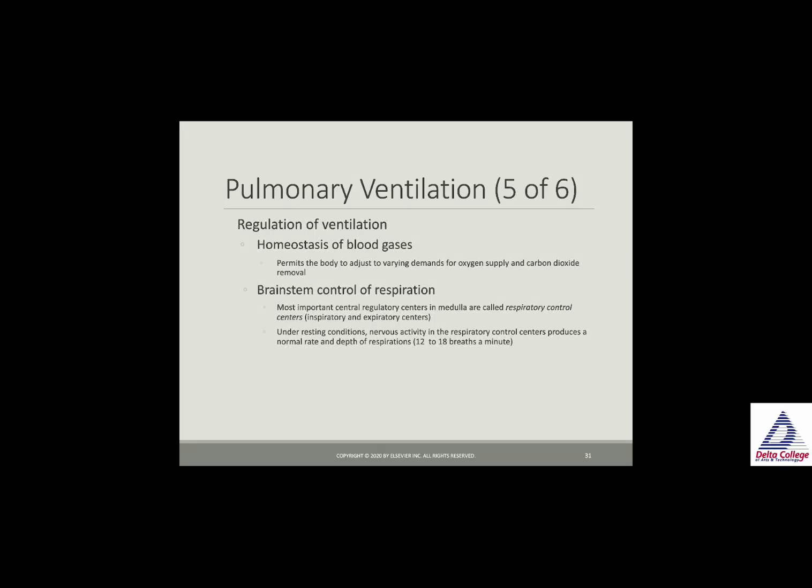So the regulation of ventilation. The homeostasis of blood gases. This permits the body to adjust to varying demands for oxygen supply and carbon dioxide removal. The brainstem is in control of our respiration. Most important central regulatory centers in the medulla are called respiratory control centers. These are inspiratory and expiratory centers. Under resting conditions, nervous activity in the respiratory control centers produces a normal rate and depth of respirations. Now here it says 12 to 18 breaths a minute. However, in future classes for nursing, we consider 12 to 20 breaths a minute normal.